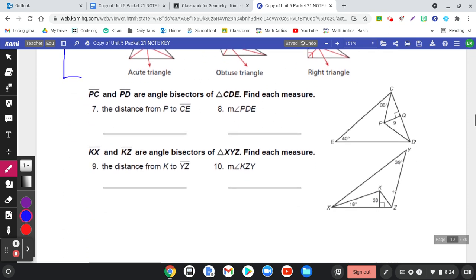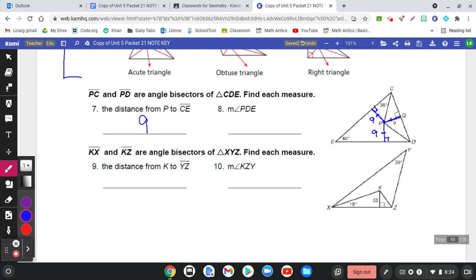Okay, so the distance from P to CE. Well, if you notice, the distance from P to CD is 9. So if I went to any other side, you'd want to go straight at it, which would form a right angle. And that's also going to be 9. Same thing down here. It's going to be perpendicular to it, and it's also going to be 9. So the distance from P out to CE is 9.